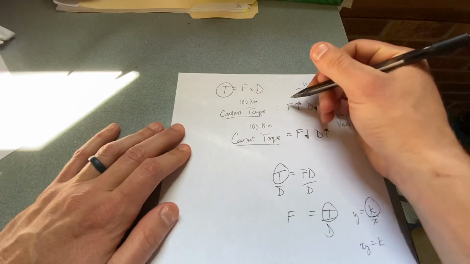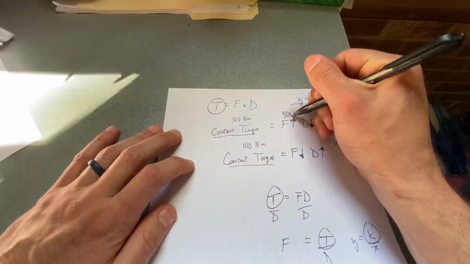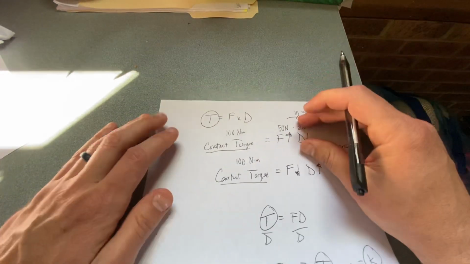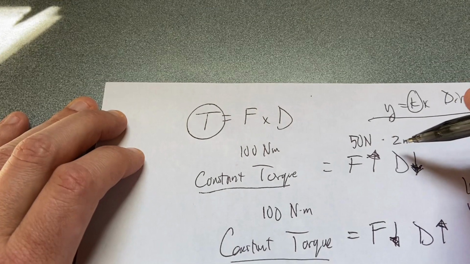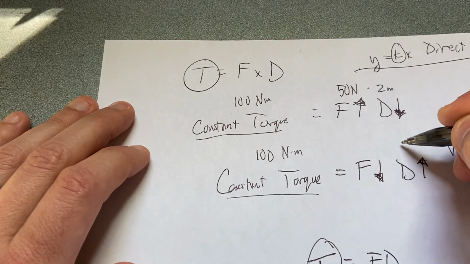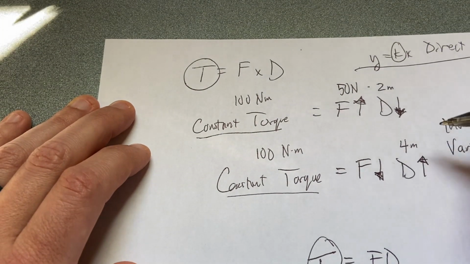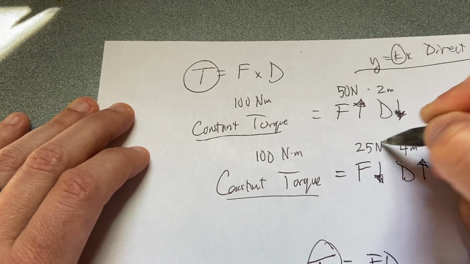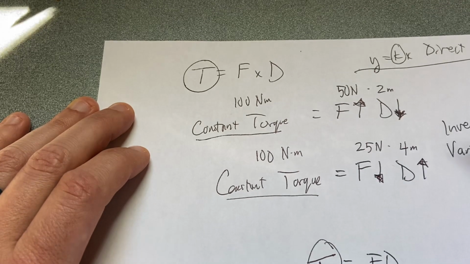What's going to happen here? Let's say I'm applying the 50 Newton force at a distance of 2 meters, right? 50 times 2. Can you guys see that? Now, what if I increase my distance to 4 meters? If I decide to use a bar that's longer, I can actually decrease the force required here. So 25 newtons times 4 meters, that's going to give me the same torque.